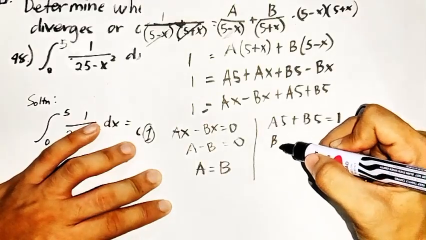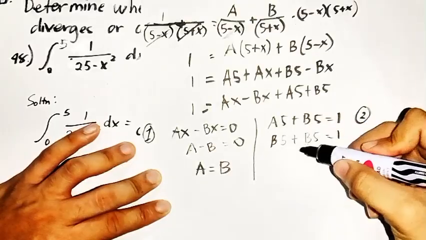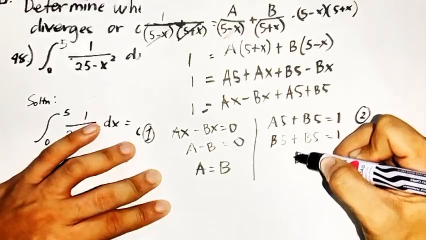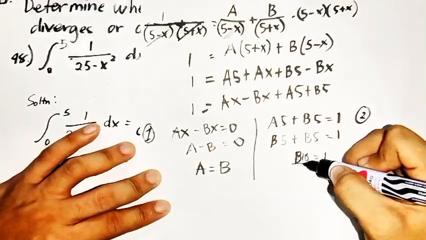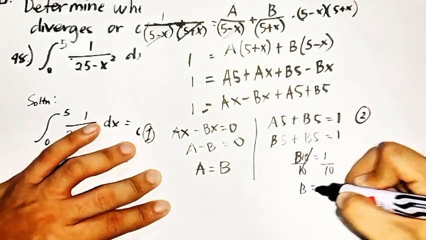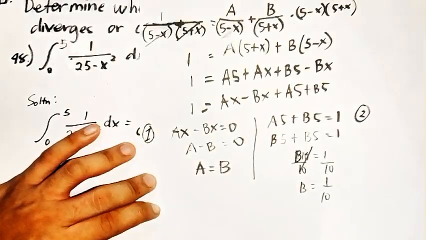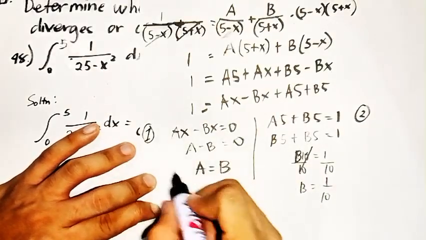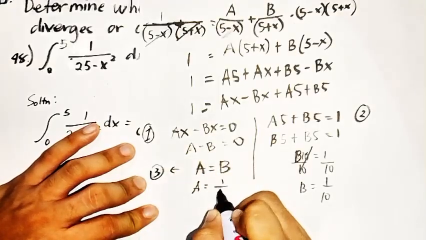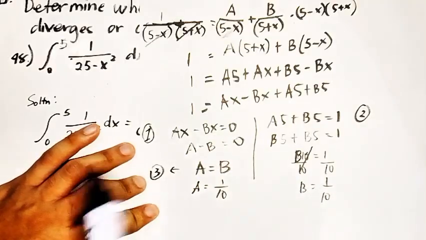So b5 plus b5 is equal to 1, and b5 plus b5 is b10. b10 is equal to 1. Divide both sides by 10. So we have now the value of b. b is equal to 1 over 10. And let's substitute the value of our b to our equation 3. So we have a now is equal to 1 over 10. So the value of a is 1 over 10 and our value of b is 1 over 10.